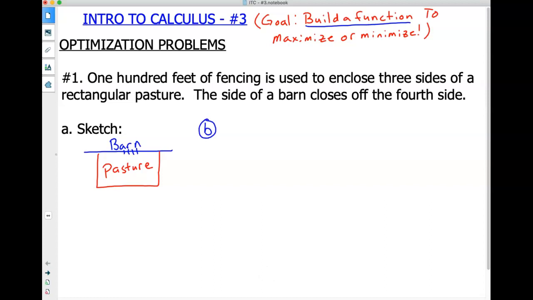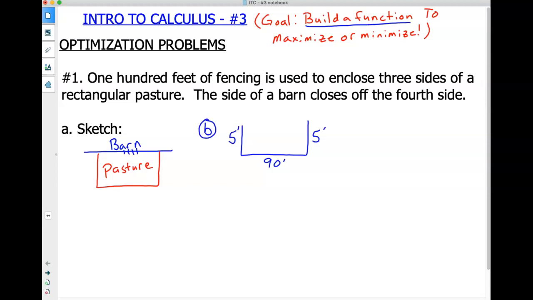Well, part B states: what is the area of the pasture if the width is 5 feet? The width is 5 feet, so here's our pasture. We have a 5-foot spot, a 5-foot spot. If we only have 100 feet of fencing, that means this third side is 90 feet. I'm going to put my little foot tick mark on there.